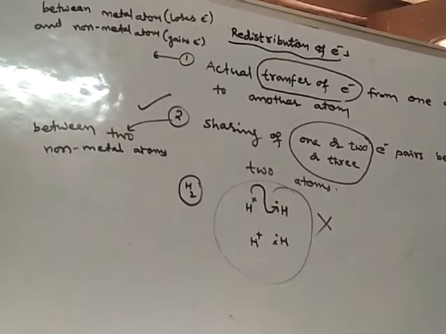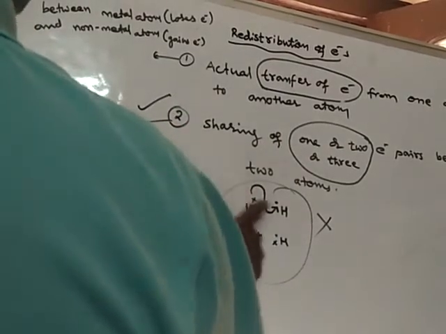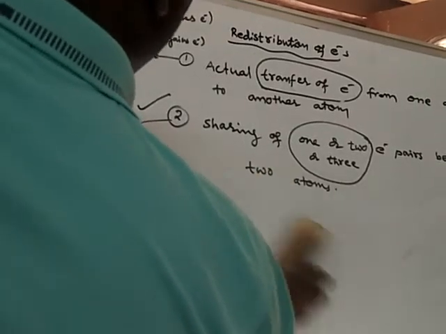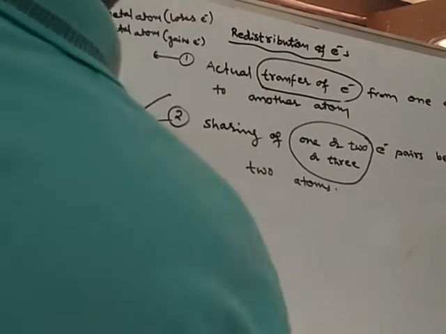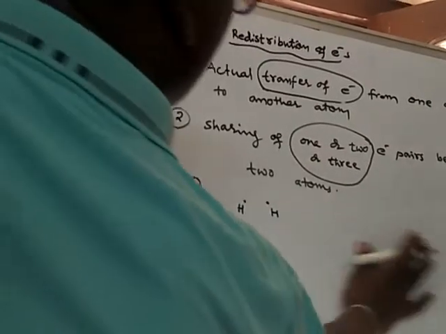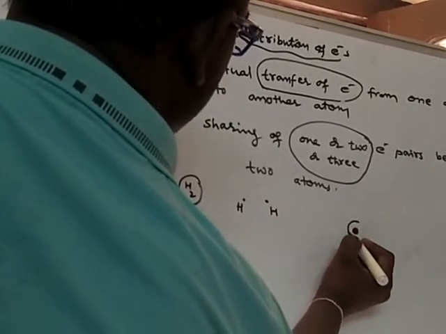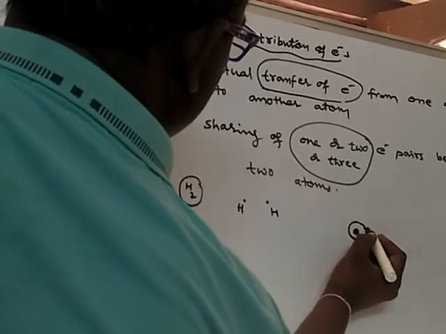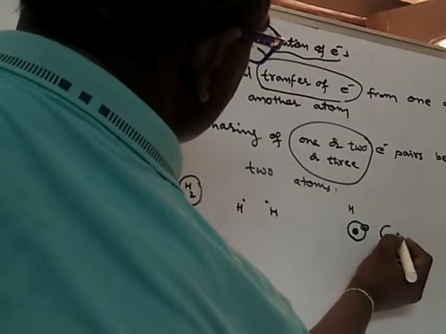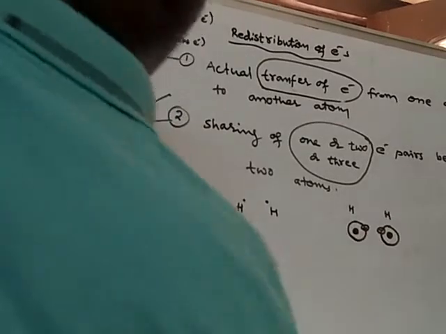Then, what is the other method of redistribution? The other method is sharing of electrons. As transfer of electron is not possible, we have to see sharing of electrons. So, what happens during the sharing of electrons? Let us learn. This is one hydrogen atom. This is another hydrogen atom. So, I am drawing the hydrogen atom. This is the nucleus of the hydrogen atom, and this is the electron of the hydrogen atom. And the other hydrogen atom is also like this, with its nucleus and its electron.